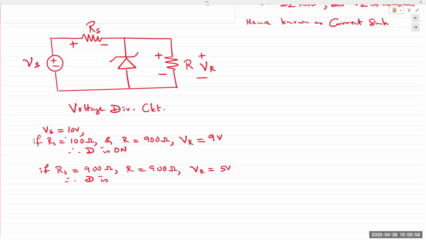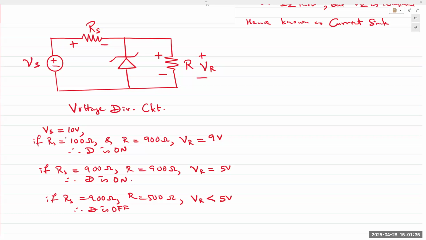Let's say it's an ideal circuit. We'll say that diode is still on. But now let's say your load changes. Instead of 900 ohms, now your load drops to 500 ohms. What happens to VR now? Now VR is far less than 5 volts. Your diode is not going to turn on.